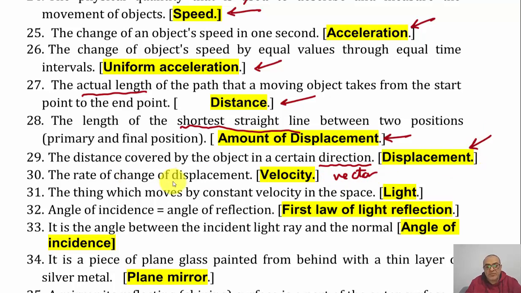The rate of change of displacement, we said if we say displacement, it is velocity. If we say distance, it is speed. Number 31, the thing which moves by constant velocity in space is light. Angle of incidence equals angle of reflection. It is the first law of reflection.